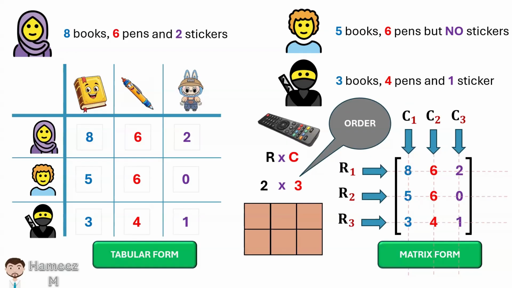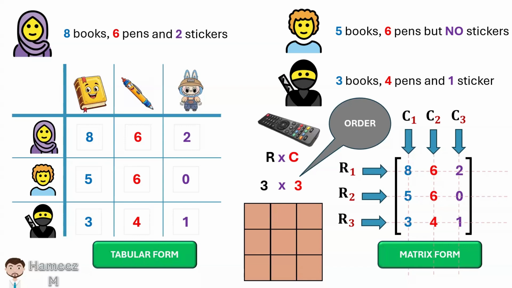So if we represented that in terms of the squares, then we'll have to add 3, 4, and 1, 3 more squares at the base. So what does that mean? Is our order still 2 by 3? No, not quite. It's now 3 rows by 3 columns, rows before columns.